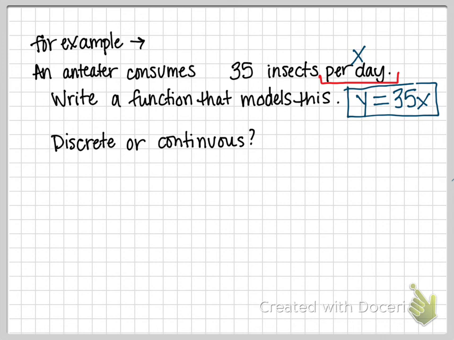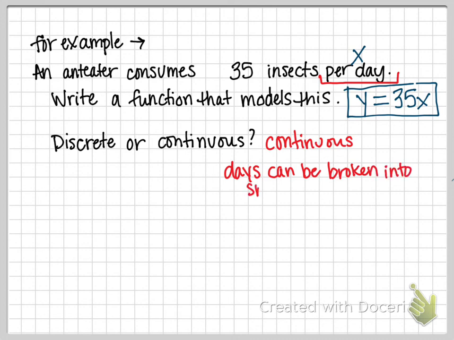So on the vertical, it'll give you the problem. It'll say, is it discrete or continuous? Is there any other thing that it could be? No. Discrete or continuous. So this one is continuous because days can be broken into smaller parts, such as hours, minutes, seconds, etc. So it is a continuous domain.